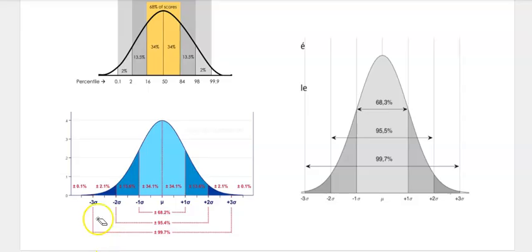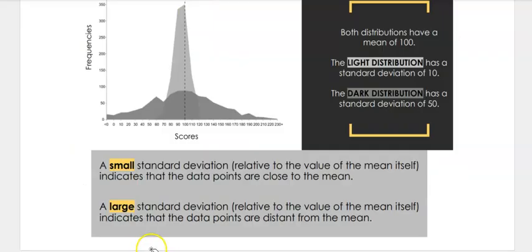Again, this is a different graph showing the different standard deviations I explained. You can see that there is a high variability, and this one is a low variability. When the scores are close to the mean, the standard deviation is small.